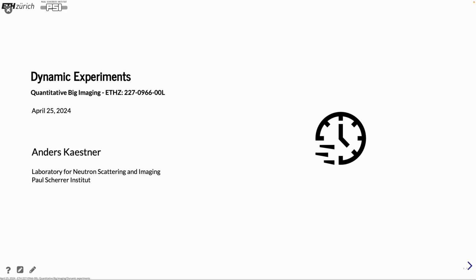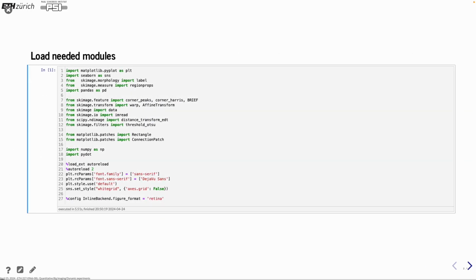Anyway, today I'm going to talk about dynamic experiments, because that's also a side of doing experiments with imaging. As usual, we have a lot of modules. I think most of them you know. There are some new ones here about feature detection and transforms, and the rest I think is just the usual stuff.